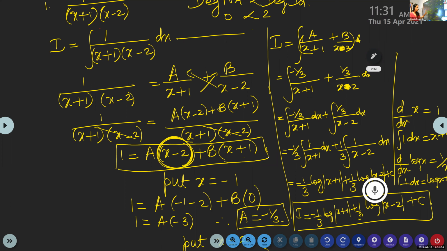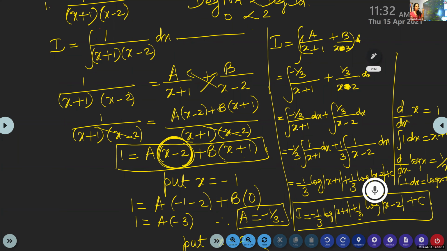When A becomes 0, we'll be able to find the value of B. After finding A and B, we substitute in this given function. Now the function is made simpler. Actually, in the beginning we had one quadratic, and now we made it simpler. We are divided into two integrals.